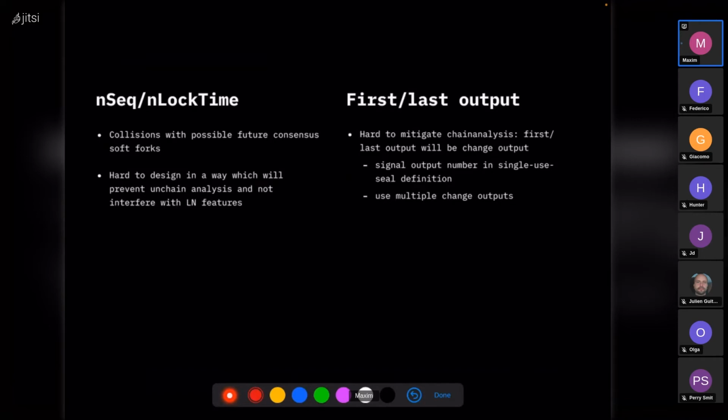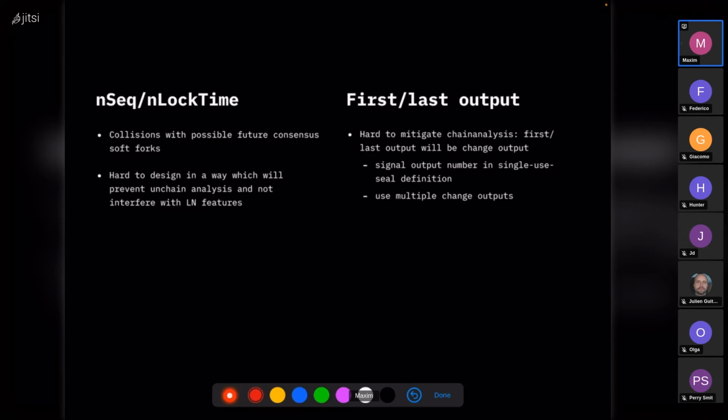If we stick to the first or last output, the downside is that it's also hard to mitigate chain analysis, because in most cases we will put the commitment into the change address. We will put the change address into a specific position in the transaction, which has to contain the output, so it will be the first or the last position. There are some mitigations to that. For instance, we can signal the output number in the single-use seal definition, in the client-side data from the previous round.